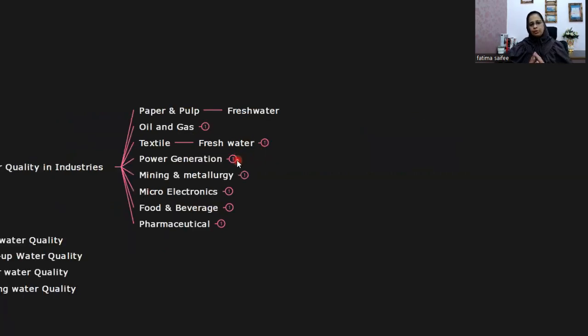So, before selecting the source water for any specific industry, it is very important to understand what quality we require for that particular industry, what the source water is, and what the impurities in that source water are. That we will cover in the third step. But in this step, we are just trying to understand the types of water quality used in different industries.